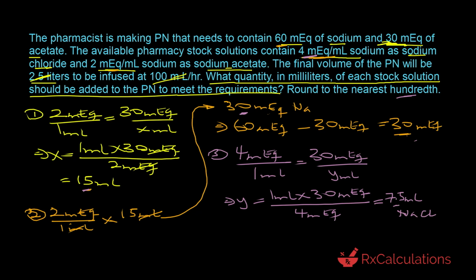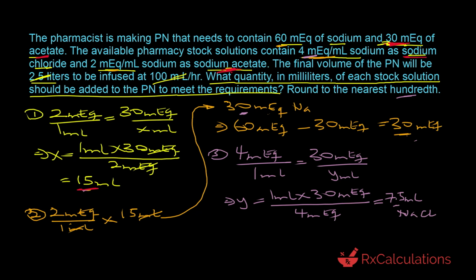Yes. There are 2 sources because each source has its peculiar and specific purpose. You have sodium chloride and then you have sodium acetate. The sodium acetate solution is only to supply the acetate, not the sodium. So once you've given the patient the 15 ml of sodium acetate, you have given 30 MEQ of the acetate.